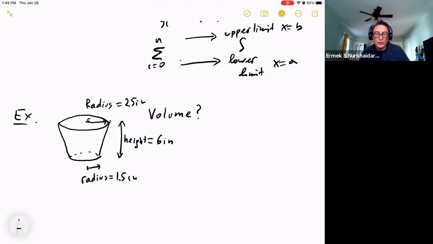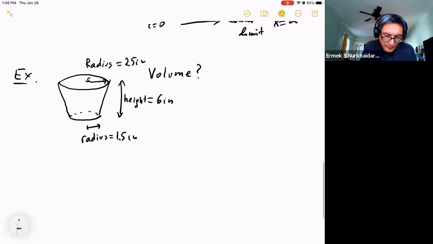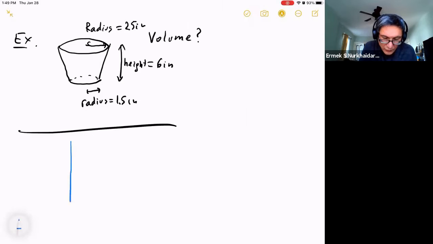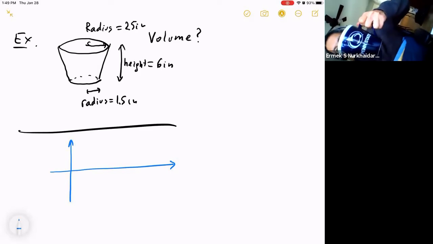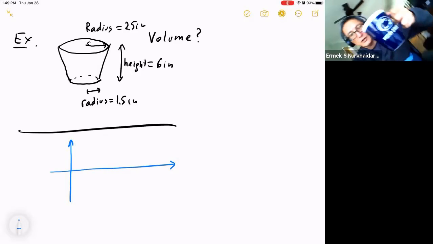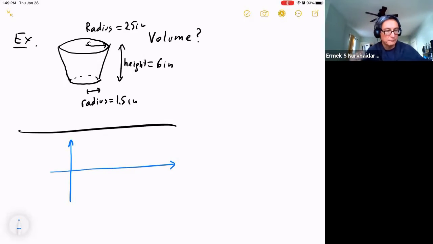Okay, so let's see how we're going to address this situation. Let me try to graph it. When I graph it, I'm going to put it sideways. I'm going to spill my tea. So I'm putting that cap sideways.